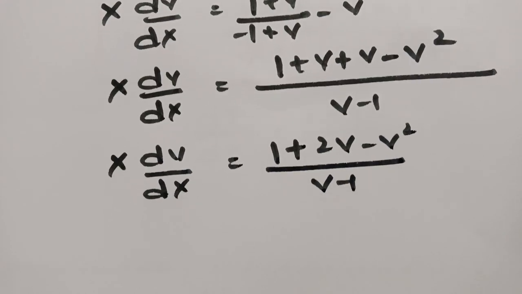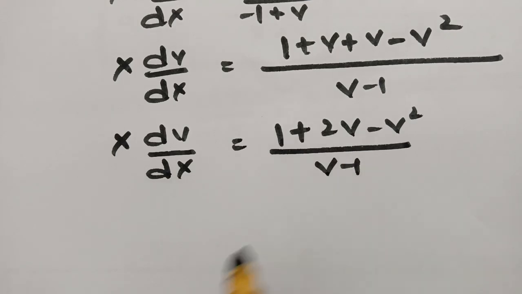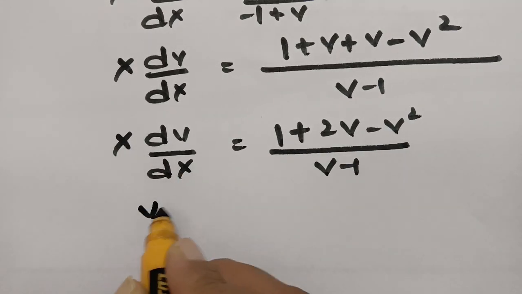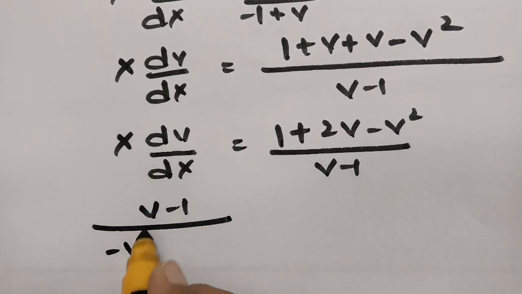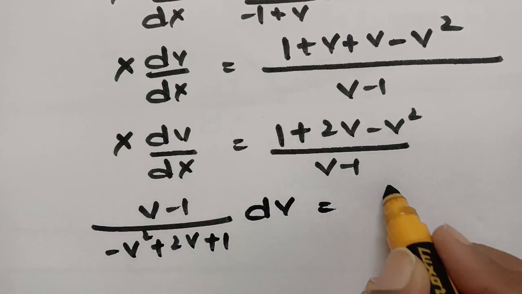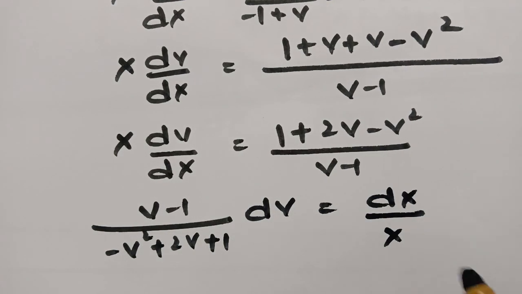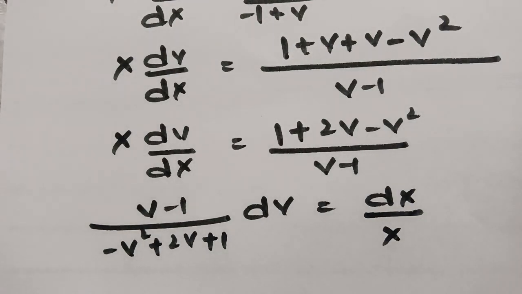Clear? Now, variables separable. I am separating the variables, v to one side and x to one side. So this will be v minus 1 by minus v square plus 2v plus 1 into dv is equal to dx by x. And now I'm integrating on both sides.